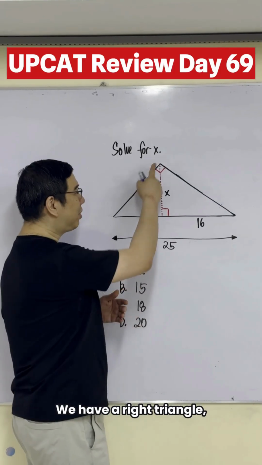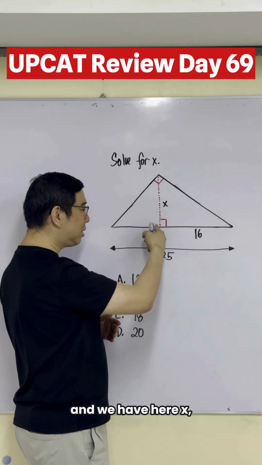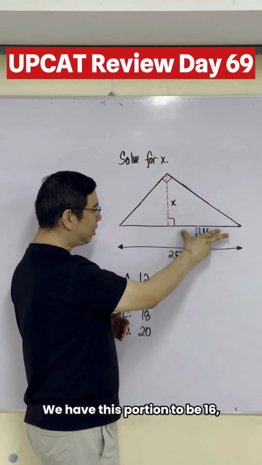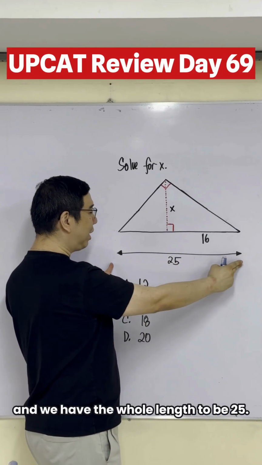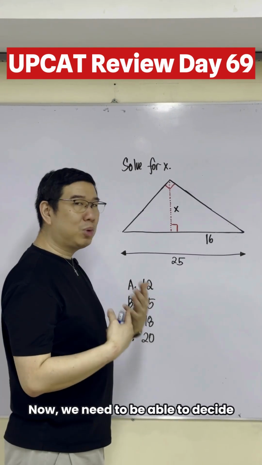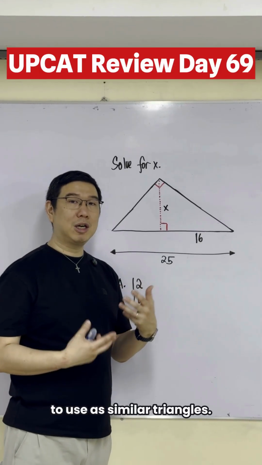What information do we have? We have the right triangle and we have here x, which is the altitude to the hypotenuse, and we have this portion to be 16 and we have the whole length to be 25. Now, we need to be able to decide alin dyan yung gagawin natin similar triangles.